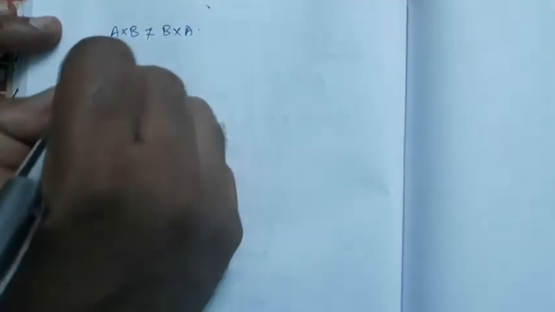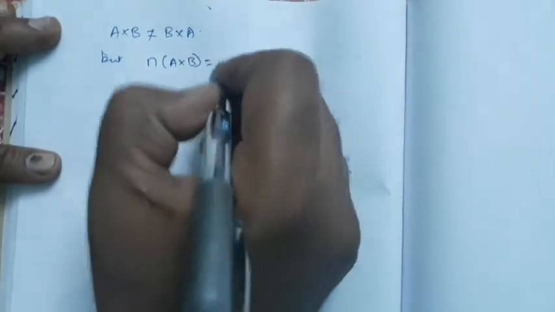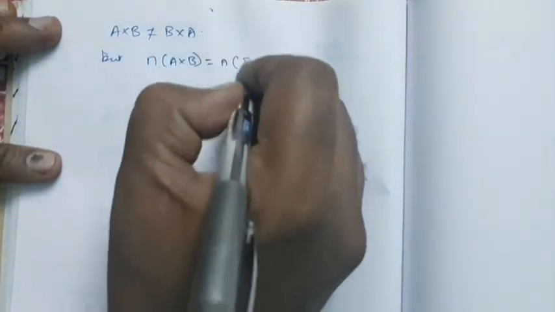And A cross B is definitely not equal to B cross A. They are not commutative. Generally, A cross B is not equal to B cross A. But n of A cross B is always equal to n of B cross A. That is, the number of elements in A cross B is always equal to the number of elements in B cross A. Clear with the idea? Okay.